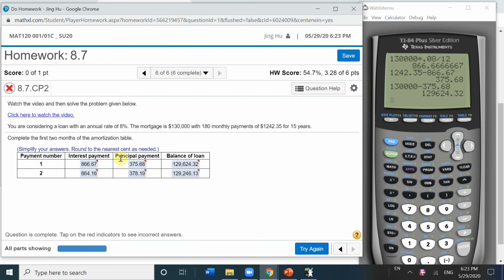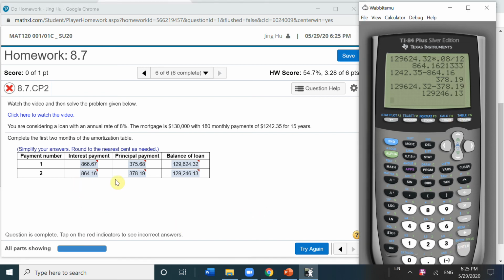Now the first row. The interest is the mortgage amount times 0.08 and divided by 12, because this is the monthly rate. So we get 860.67. Then what's the principal payment? It is the monthly payment minus the interest. Then this is the principal payment. Then the balance of the loan is the total amount minus this principal. So we get the answer.